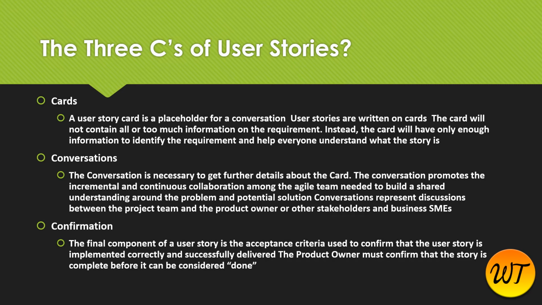The last is confirmation. The final component of a user story is acceptance criteria. It is to confirm that the user story is implemented correctly and successfully delivered. The product owner must confirm that the story is complete before it can be considered done. And specific acceptance criteria that are different from the current definition of done can be established for individual stories.